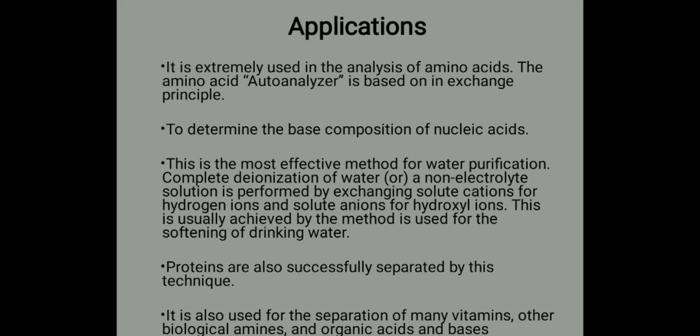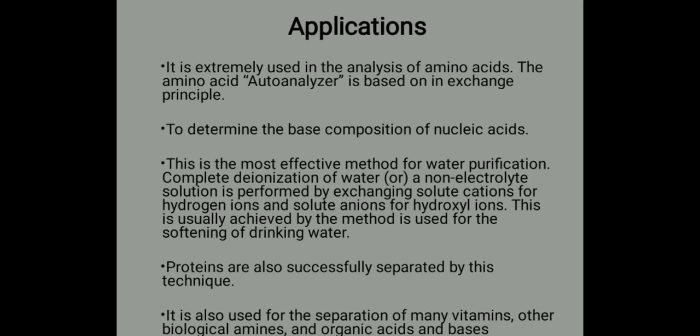This is the most effective method for water purification. Complete deionization of water, or a non-electrolyte solution, is performed by exchanging solute cations for hydrogen ions and solute anions for hydroxyl ions. The method is also used for softening of drinking water.